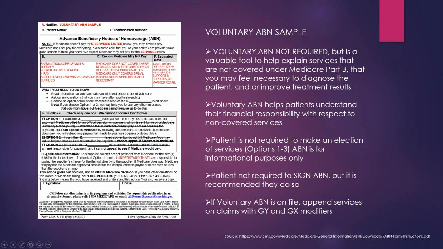If you look under H, under additional information, you would type in this statement: This supplier does not accept payment from Medicare for the items listed in the table above, and they know that they're financially responsible for that. Then you would have them sign and date that. So the importance of the voluntary ABN is to make the patients aware that they're financially responsible for these services.